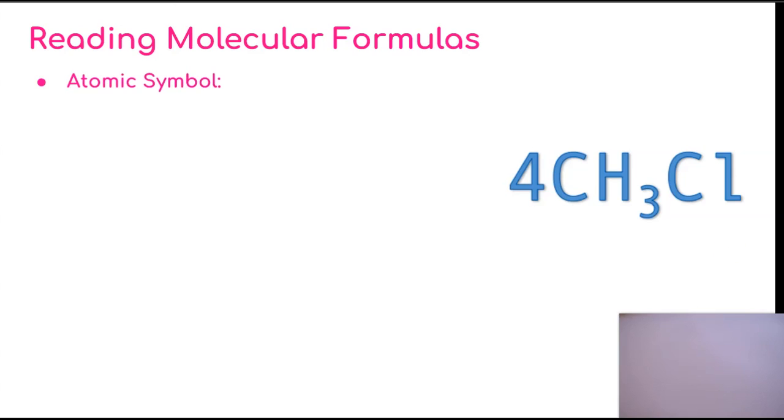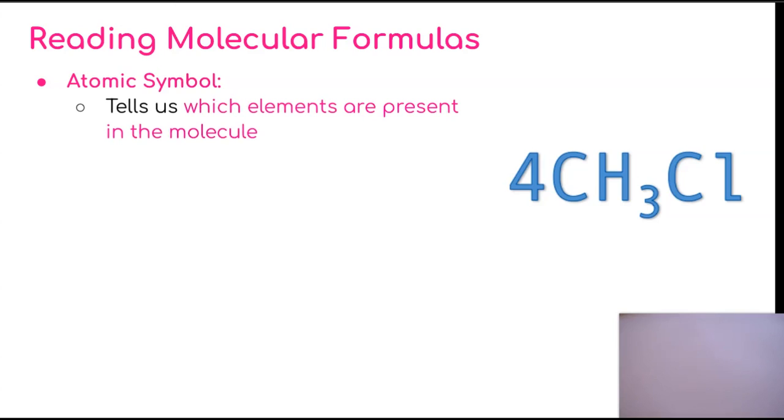The first part is the atomic symbol. The atomic symbol tells us which elements are present in the molecule. We simply need to read the atomic symbols and identify the element that is represented by each symbol. In our example here, we first have a carbon, or a C, which tells us that there is carbon present in this molecule. We next have an H that tells me there is some hydrogen in this molecule. Finally, we have a Cl, which tells me that there is chlorine present in this molecule.